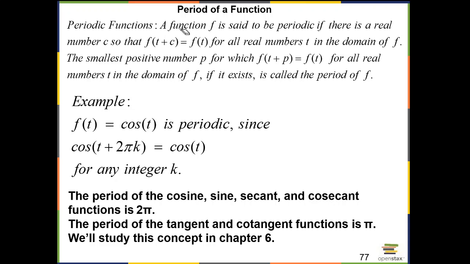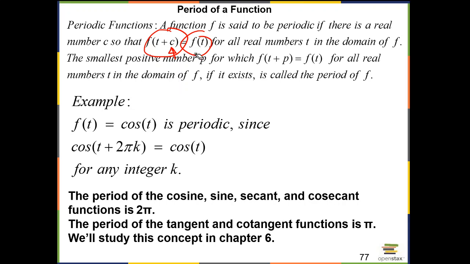So periodic functions are functions that repeat themselves, basically. A function is said to be periodic if there is a real number c so that f of t plus c is the same as f of t. That means after c units in the input, the output is the same. See, they're equal.